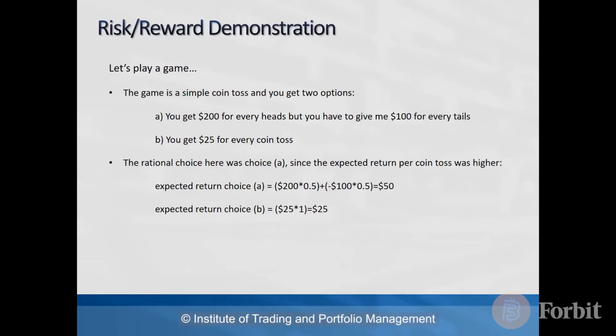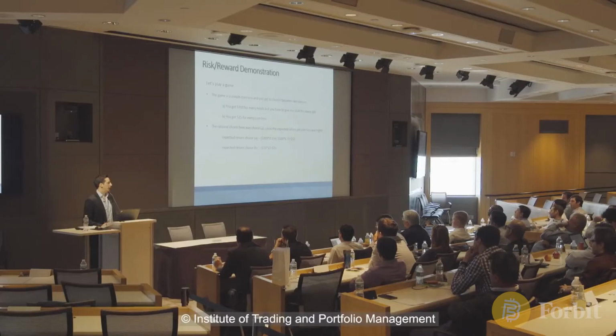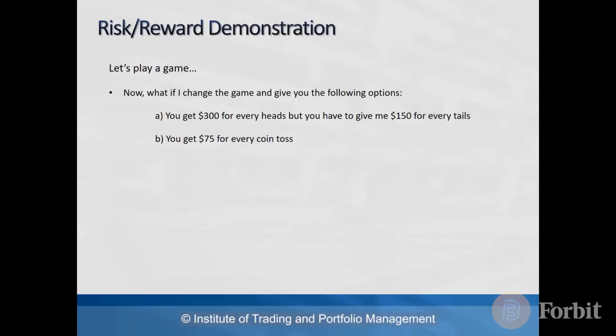Now, what if I change the game slightly? This time, between the options, in option A, you get $300 for every heads, but you give me $150 for every tails. Or, you have option B, you get $75 for every coin toss. So again, I'll leave you for a couple of moments to think about it, and then we'll have a show of hands and go through the answers.